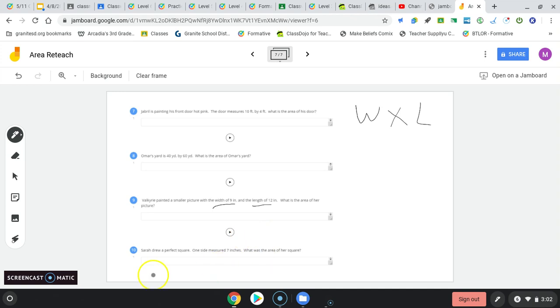Okay, and then the last one, Sarah drew a perfect square. One side measures 7. What is the area of her square? Perfect square, which means every side is the same length. So each one's going to be 7. You need to multiply height times width.